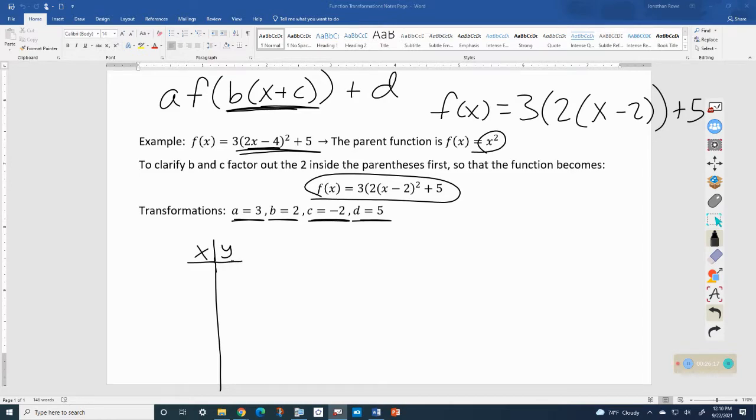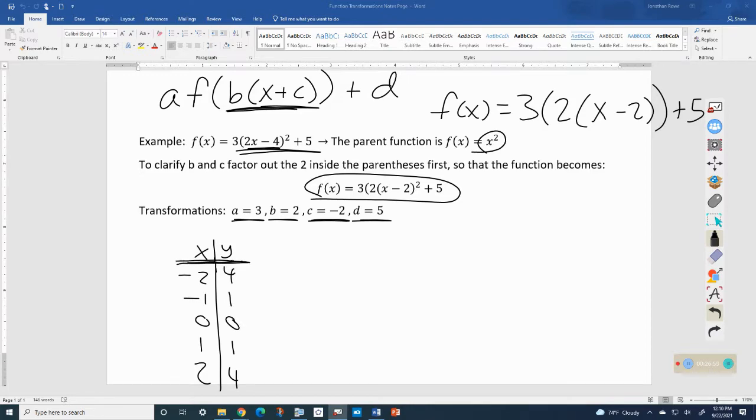So, I'm plugging in -2, -1, 0, 1, and 2. And I'm only plugging them into x squared at first. So if I plug -2 into x squared, what do I get? 4. If I plug -1 into x squared, what do I get? Yeah, you're right. If I plug -1 into x squared, I get 1. What about 0? 0. What about 1? 1. What about 2? 4. Good. So those are my core values for my parent function. Okay?